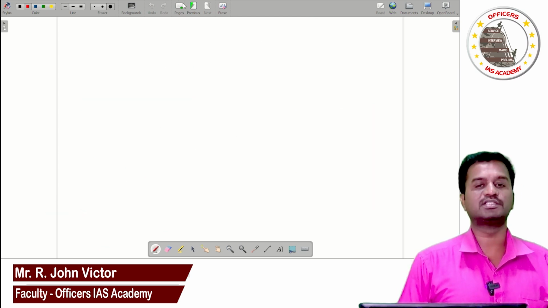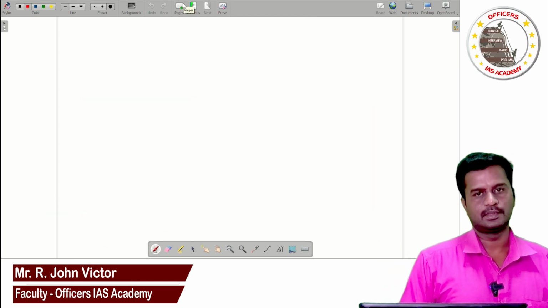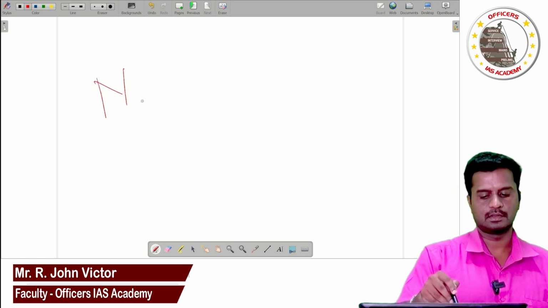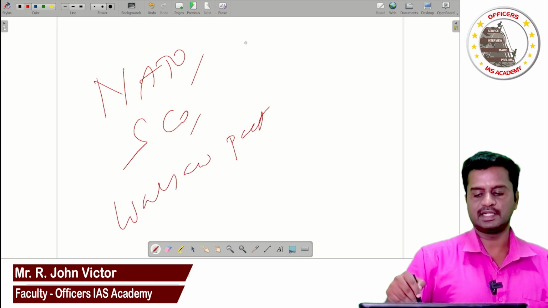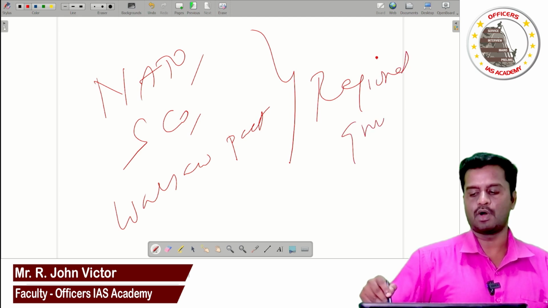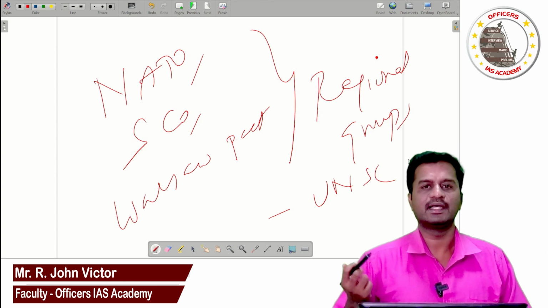And you can also mention the role of other groups which can work with UN to combat terror. NATO, SCO, Warsaw Pact. These regional groups can also cooperate with UNSC. Mention this also under the conclusion.